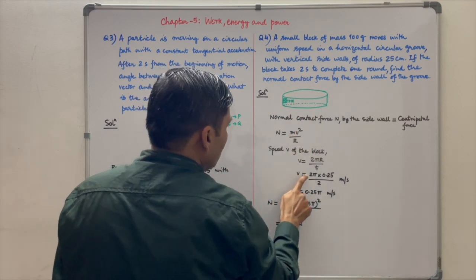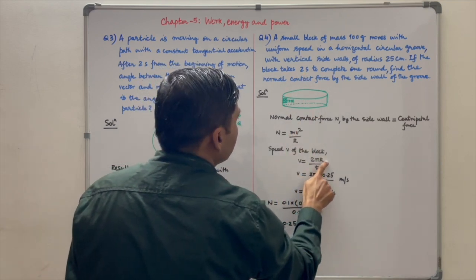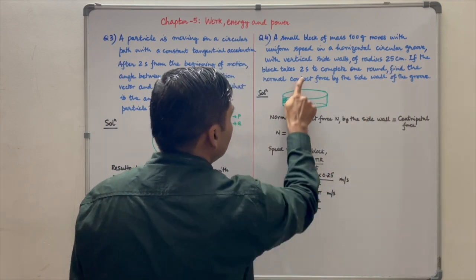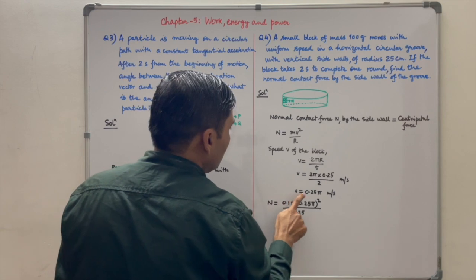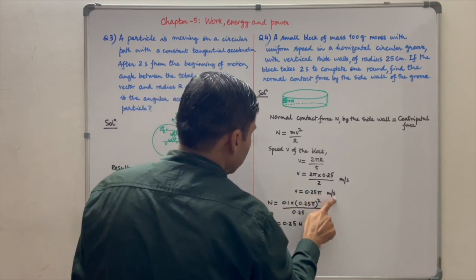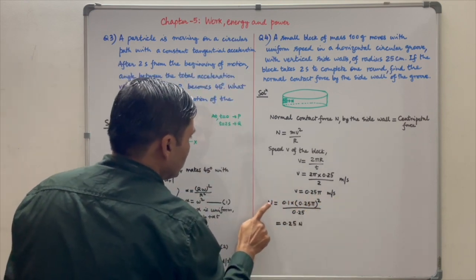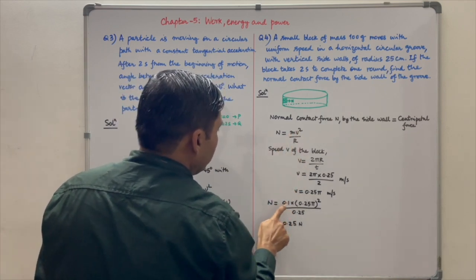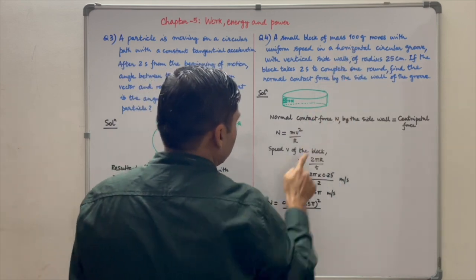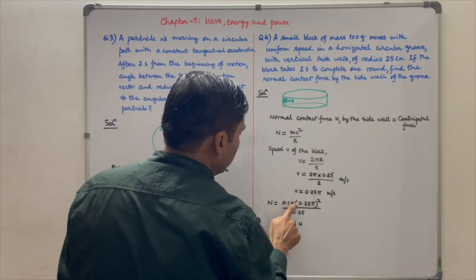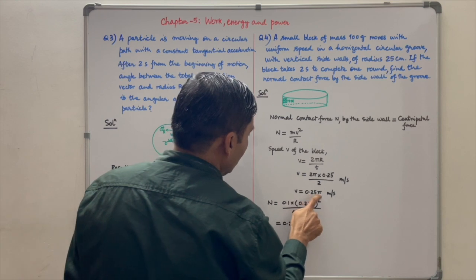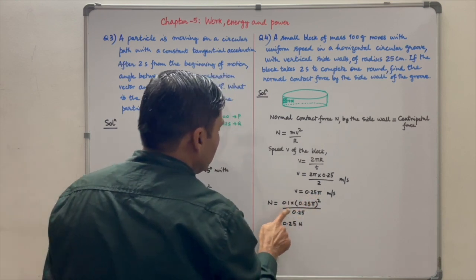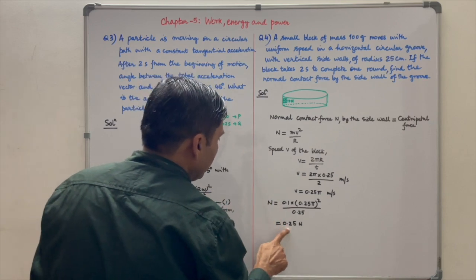So v is equal to 2 pi into r, where r is given as 25 centimeter, that is 0.25 meter, and time is 2 seconds. So v is equal to 0.25 pi meter per second. So the normal contact force N is equal to mv square by r. m is 100 gram or 0.1 kg. So it will be 0.1 into (0.25 pi) square upon r. r is 0.25 meter. So N is equal to 0.25 Newton.